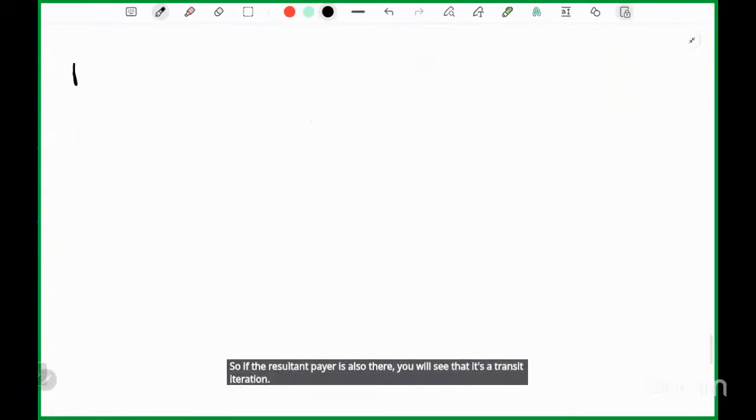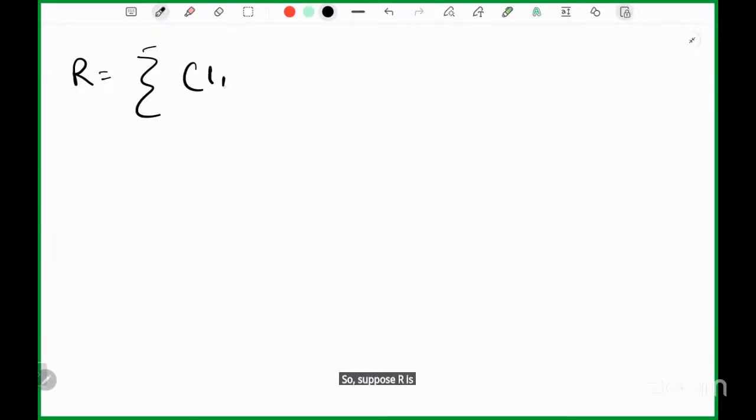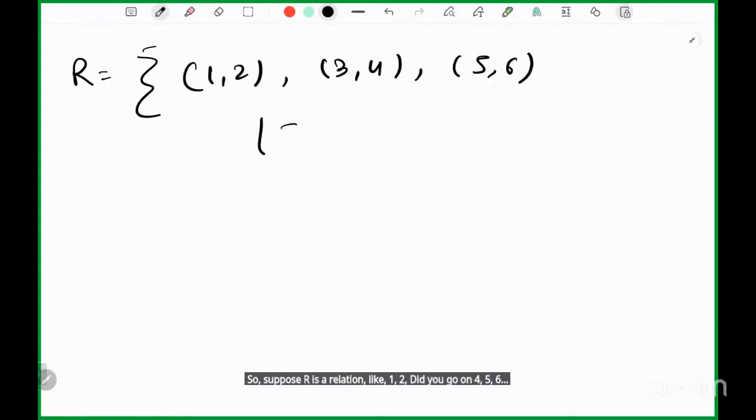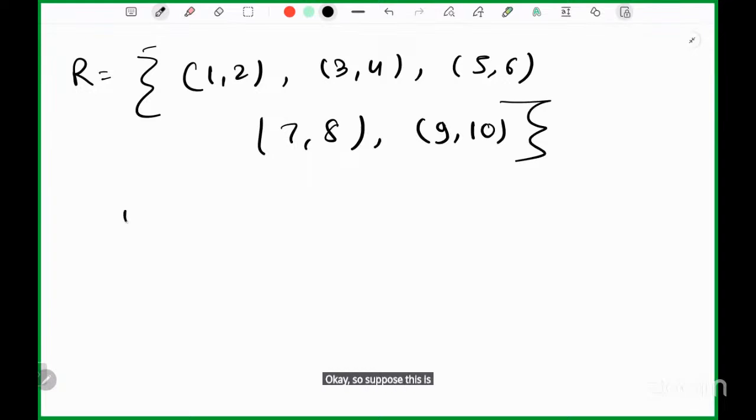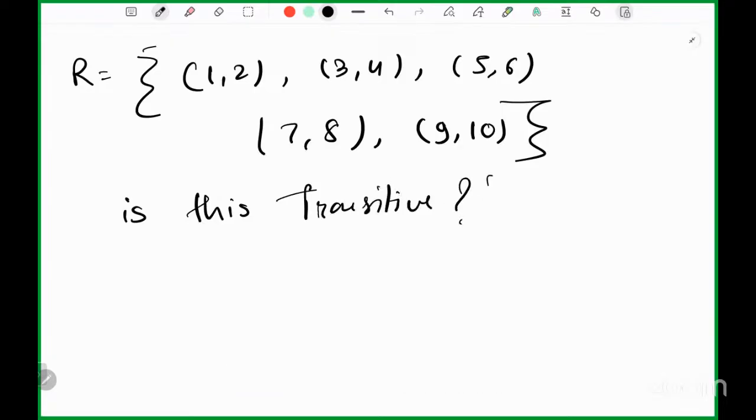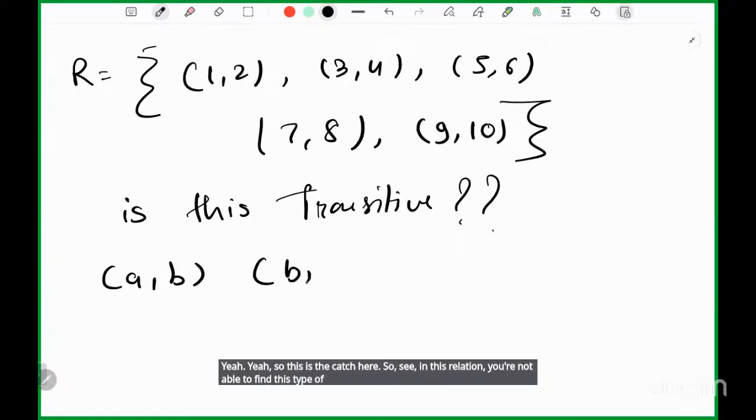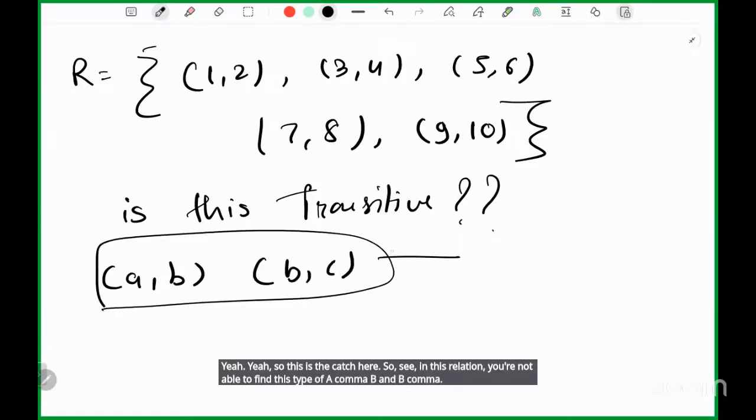I'll take one more example. Suppose R is a relation like 1, 2, 3, 4, 5, 6, 7, 8, 9, 10. Now can you say, is this relation transitive? No, we don't have any expression. Yeah, this is the catch here. See, in this relation, you are not able to find this type of pair, a comma b and b comma c. There are no such pairs.